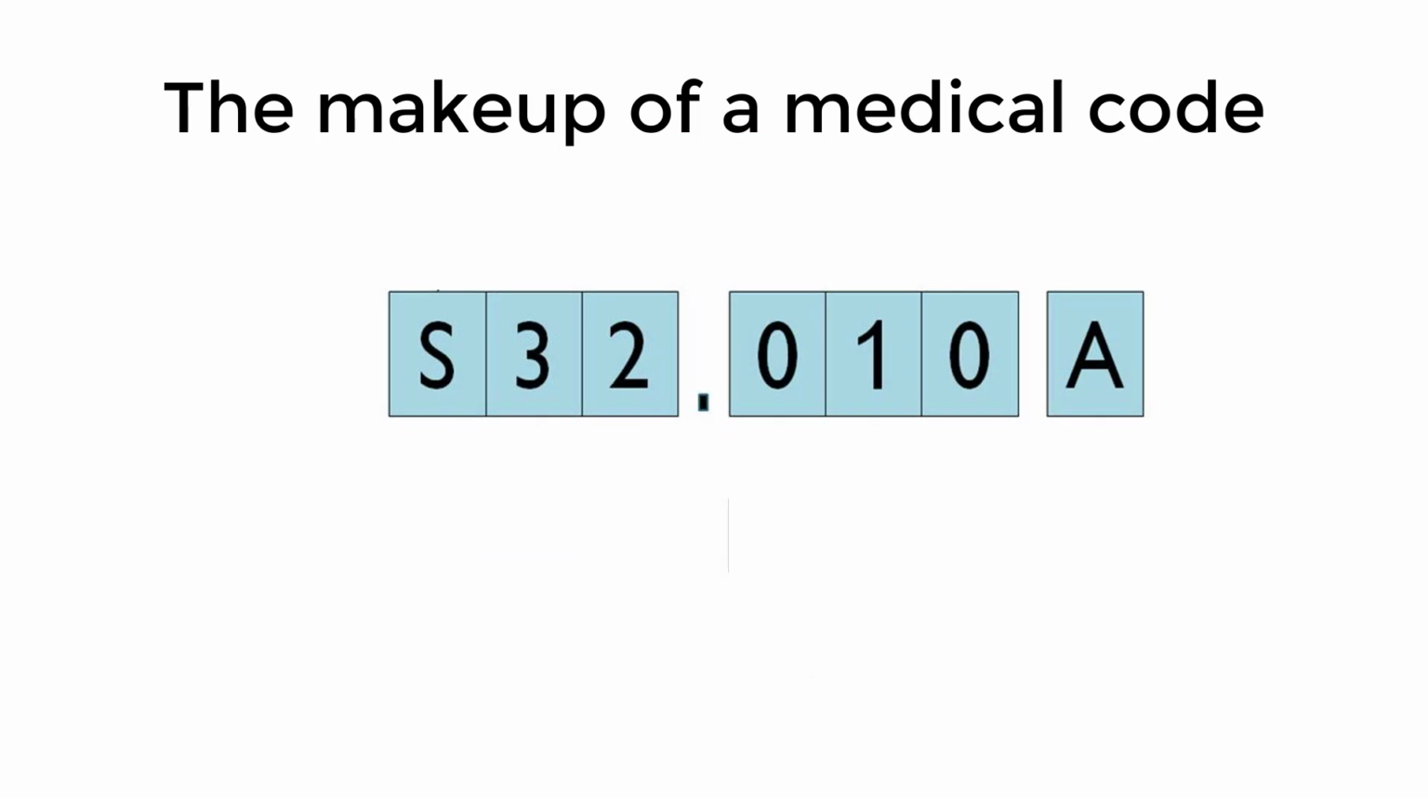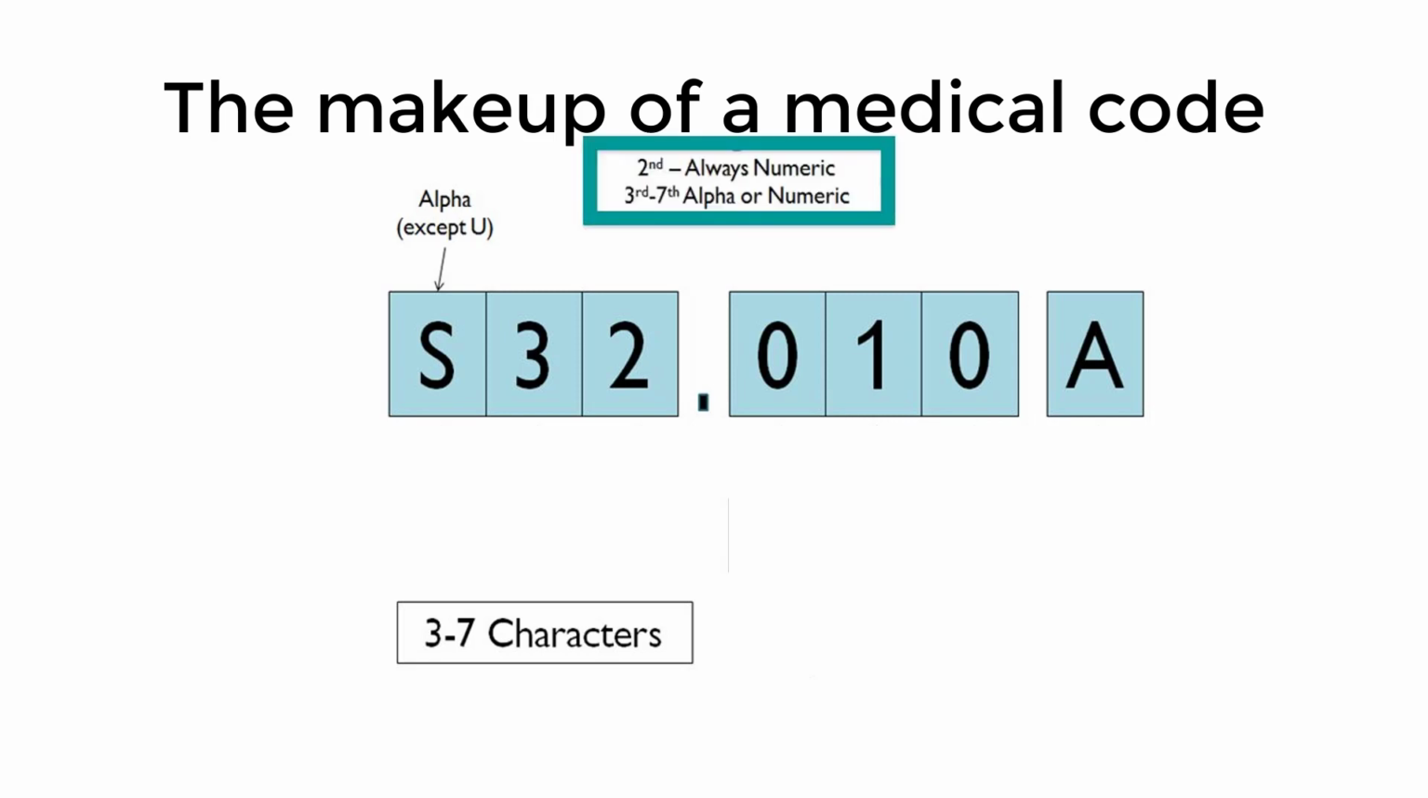The structural makeup of an ICD-10-CM code ranges from 3 characters to 7 characters. The first digit is alpha. With the exception of the letter U, all other letters are used. The second and third digits are always numeric. The fourth, fifth, sixth, and seventh characters can be alpha or numeric. There is always a decimal point after 3 characters, and 3 characters is the minimum number that a code can be. The first 3 characters of an ICD-10-CM code are referenced as the category code.